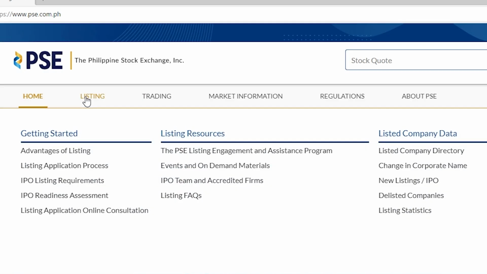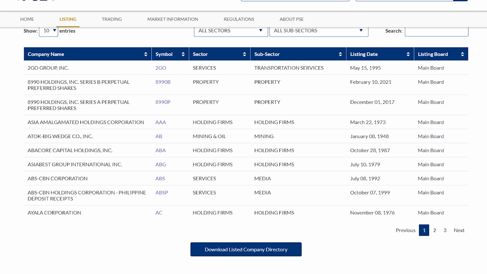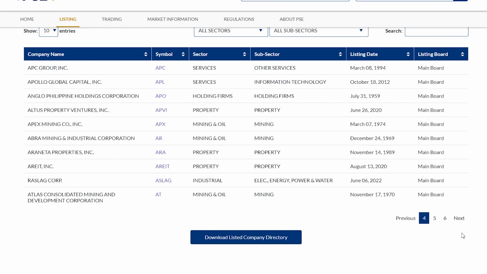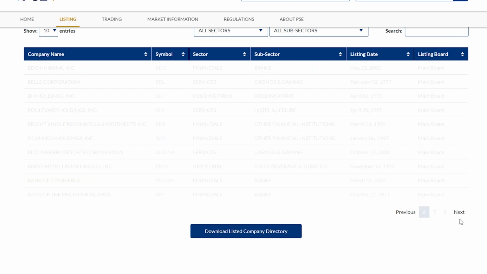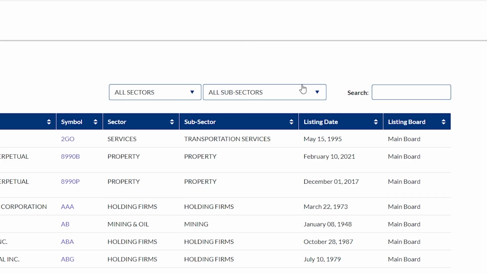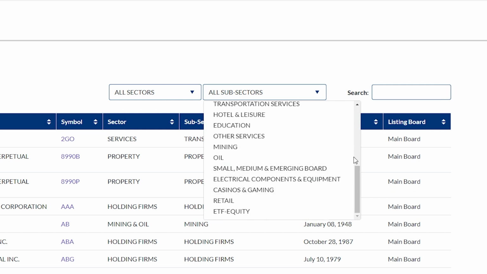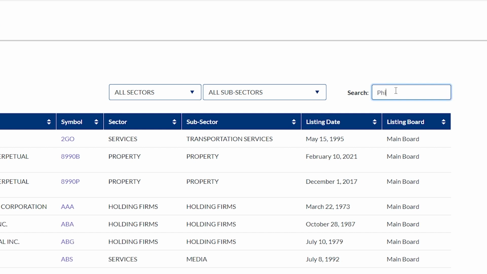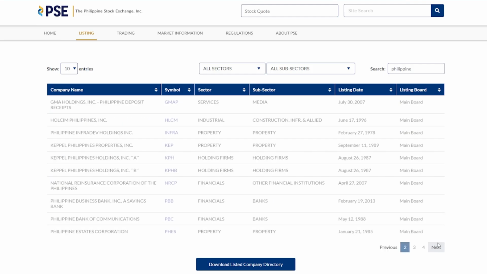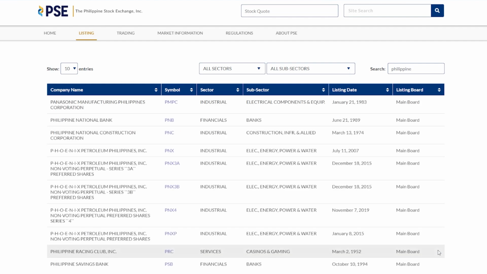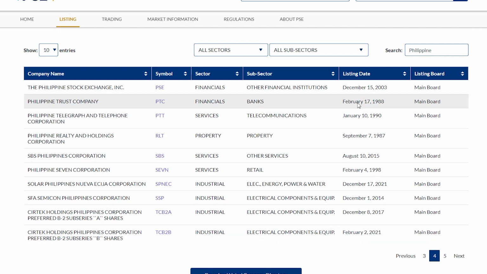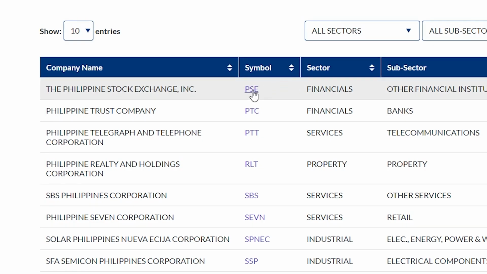Go to the Listing tab to access the Listed Company directory. This will display the names of all PLCs with basic information such as the stock symbol and listing date. Make use of the sector and subsector filters and the search bar if needed. You can also type in keywords in the search box, for example, Philippine, to see all the companies with Philippine in its company name. To access the company page of a PLC, simply click on its stock symbol.